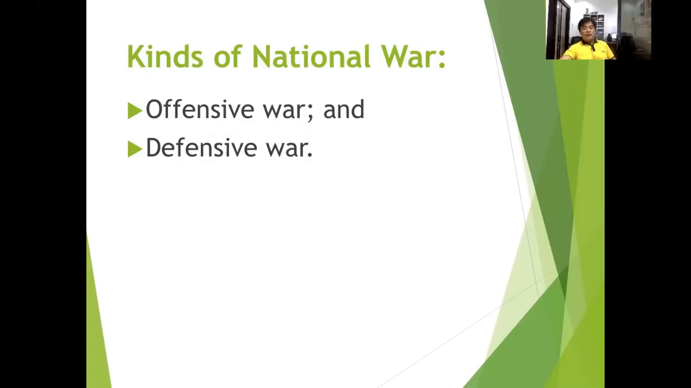Ang offensive war, yan ay yung tayo ang magsisimula ng giyera. Yan ang pinagbabawal ng ating saligang batas. When we say defensive war, dumepensa lang tayo. Sinakop tayo ng ibang bansa, dumepensa lang tayo. Pwede ba natin baliwalain yan? So, we cannot. We cannot renounce defensive war. But what we can renounce only is offensive war.